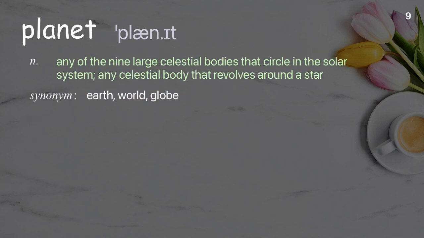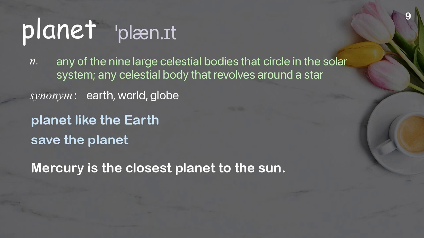Planet. Any of the nine large celestial bodies that circle in the solar system, any celestial body that revolves around a star. Examples: Planet like the Earth. Save the planet. Mercury is the closest planet to the sun.